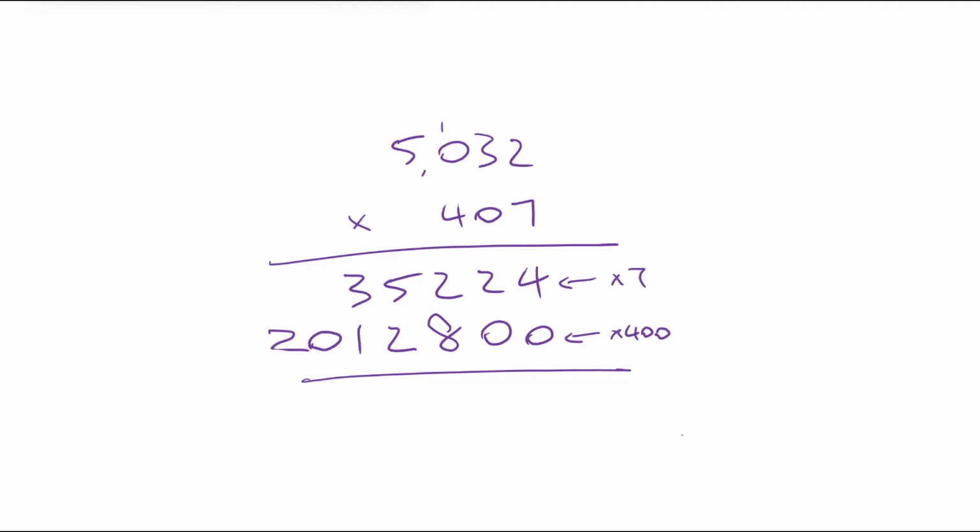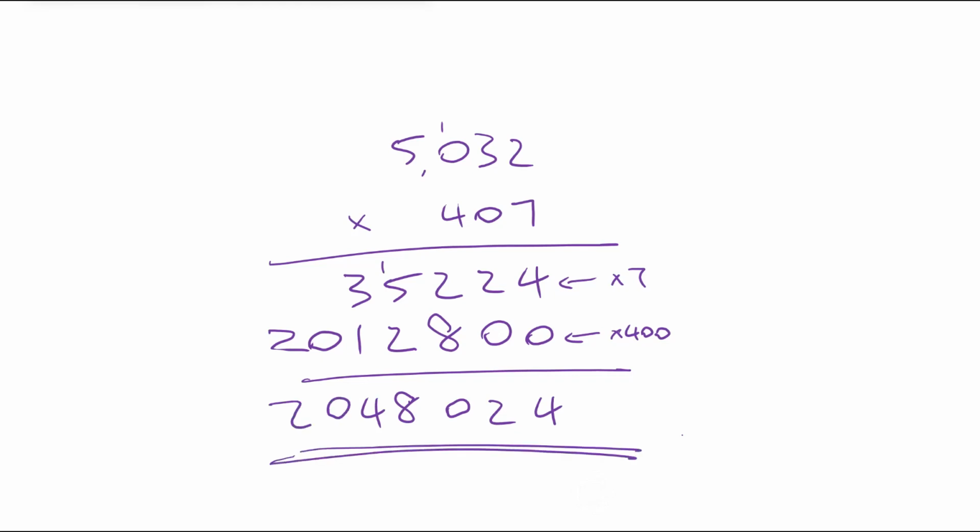So we have 4 plus 0 is 4, 2 and 0 is 2, 2 and 8 is 10. So we put the 0 down, we carry the 1. 5 and 2 is 7, plus that 1 is 8. 3 and 1 is 4, 0 and nothing is 0, and 2 and nothing is 2. So that is our final answer now. 5,032 multiplied by 407 gives us 2,048,024.